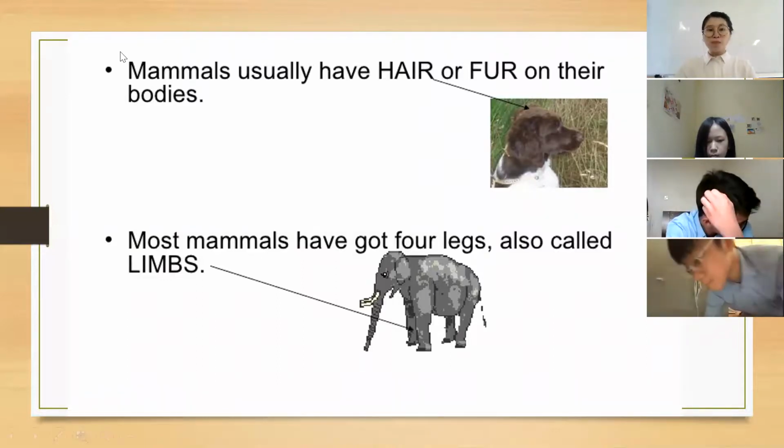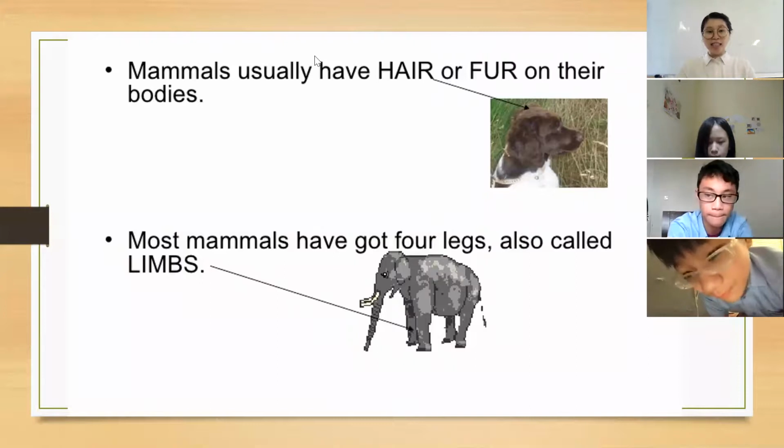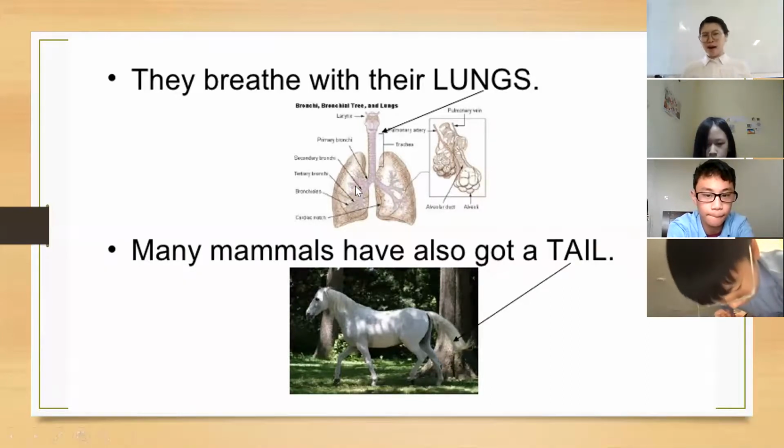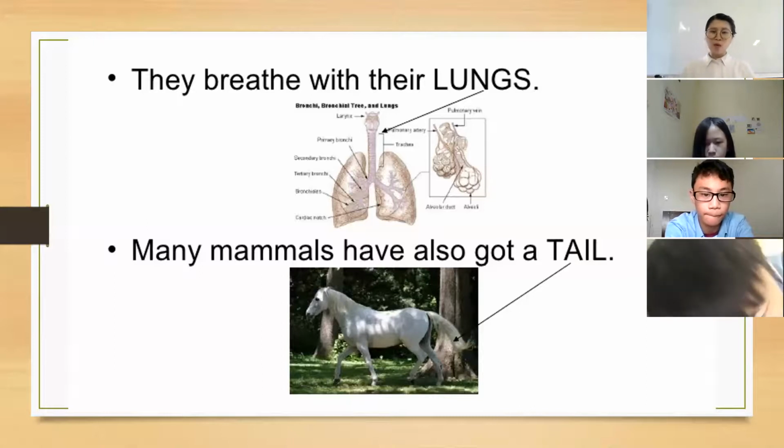And most mammals have got four legs. So this is what we call limbs. The same also with the amphibians, they have four limbs. So mammals breathe with their lungs, the same with the amphibians if they are adult. Many mammals have also got a tail. Can you give me an example of an animal or a mammal with a tail?